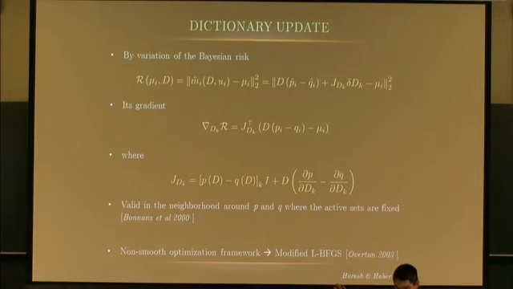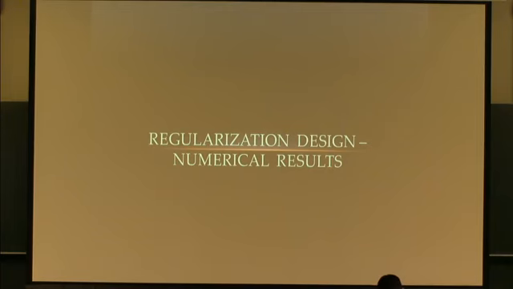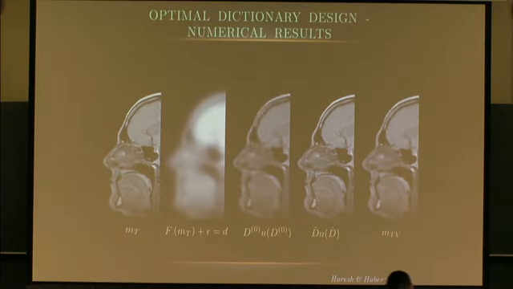Because as we change D, and Bonas, I think, and others have written nice papers about that, we actually change the active set. We need to consider a non-smooth optimization framework, and we use the modified LBFGS of Overton in order to overcome that difficulty in the reconstruction. So let me show you some numerical results. So here is the true model. That's the data that we collected with some noise.